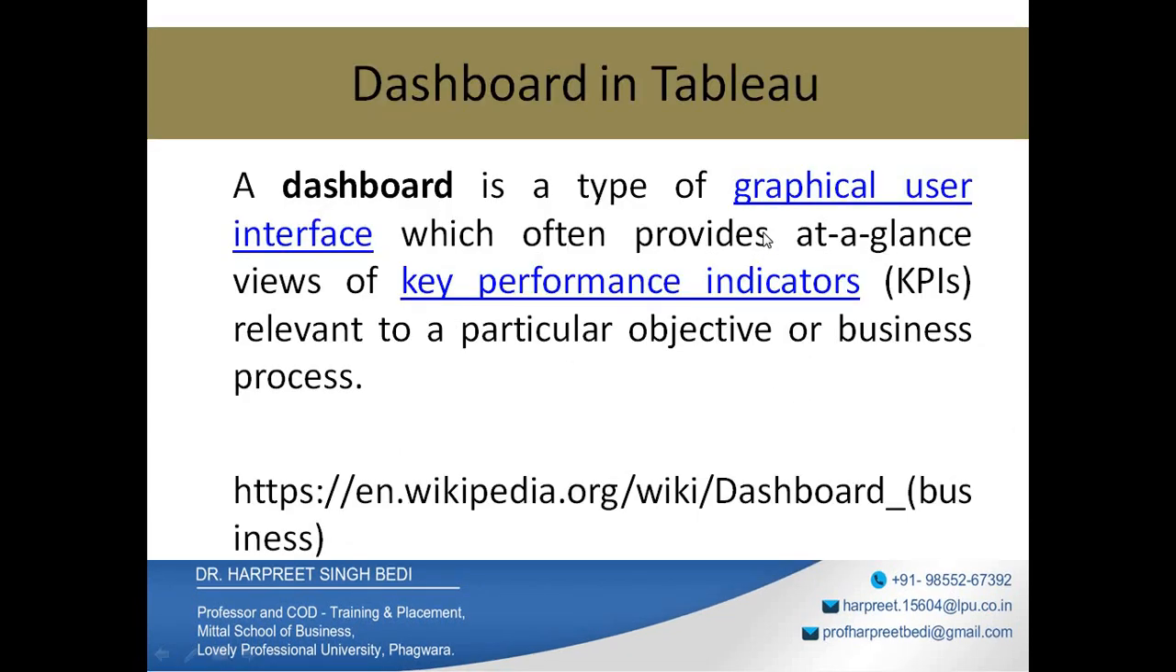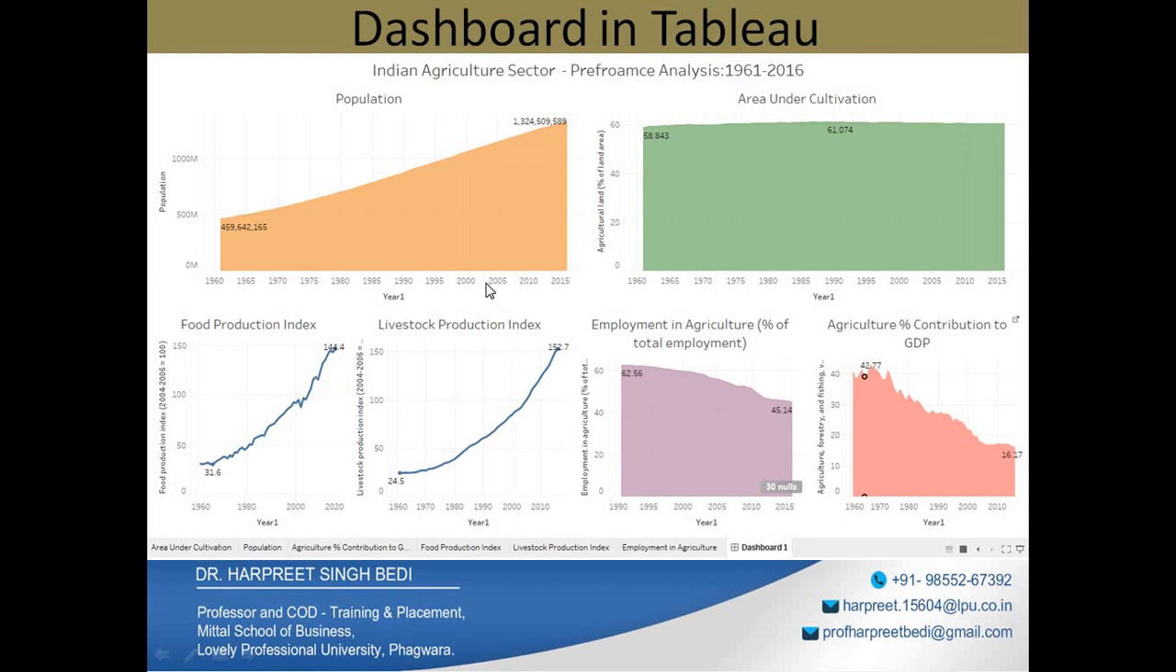A dashboard is a graphic user interface which provides an at-a-glance view of the key performance indicators on a relevant topic. For detail, you can refer to this Wikipedia link and read more about this. We would like to prepare a dashboard of Indian agriculture sector performance analysis by looking at the data from 1961 to 2016.